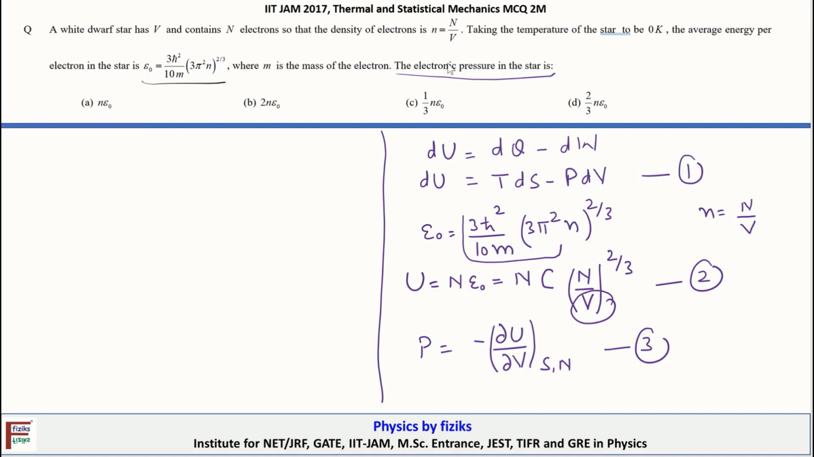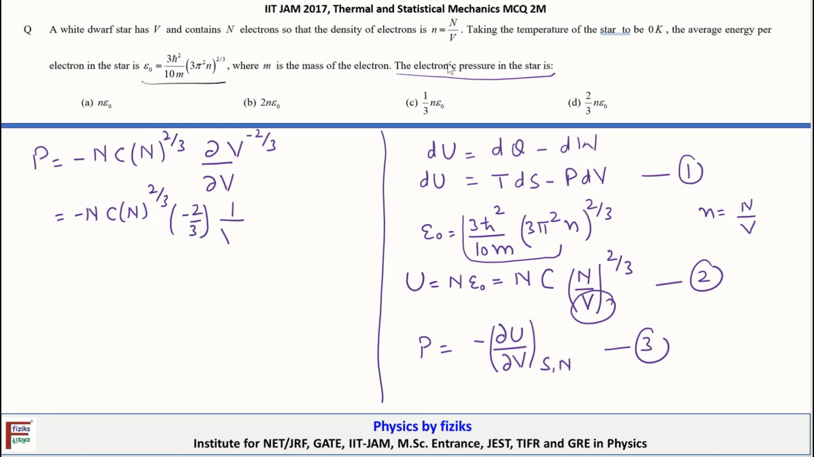So by making use of equation 2 and 3, we obtain pressure, that is equal to minus sign outside, and then keep the other constant terms outside, n c, and then n power 2 by 3, and then the differential of curly v of v power minus 2 by 3, and that is equal to minus n c n power 2 by 3 multiplied by minus 2 by 3, and differential of v, that will give us v power 2 by 3 plus 1.